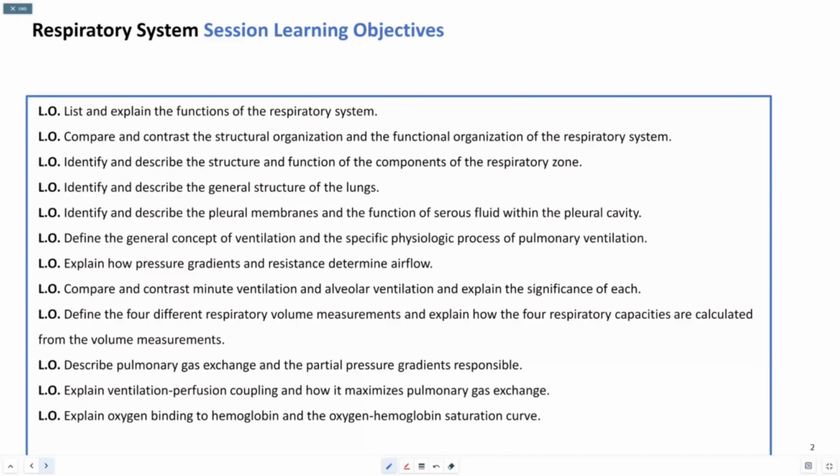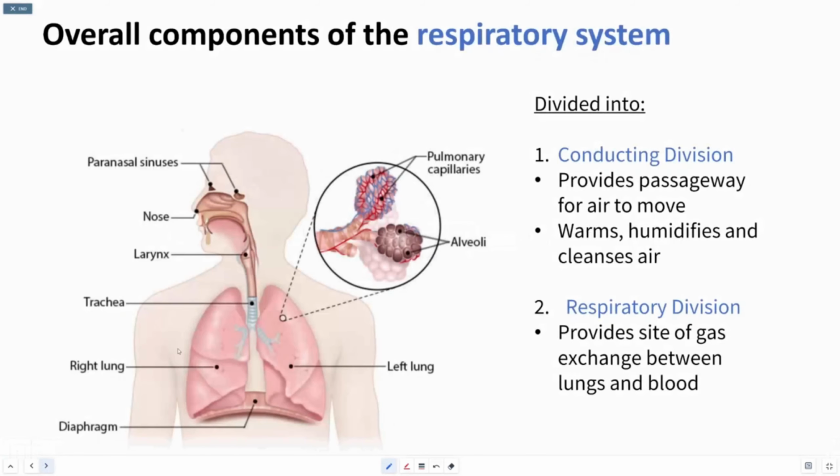Alright folks, let's get started. Structures of the respiratory system. The respiratory system consists of the respiratory passage extending through the head, neck, and trunk and the lungs themselves.